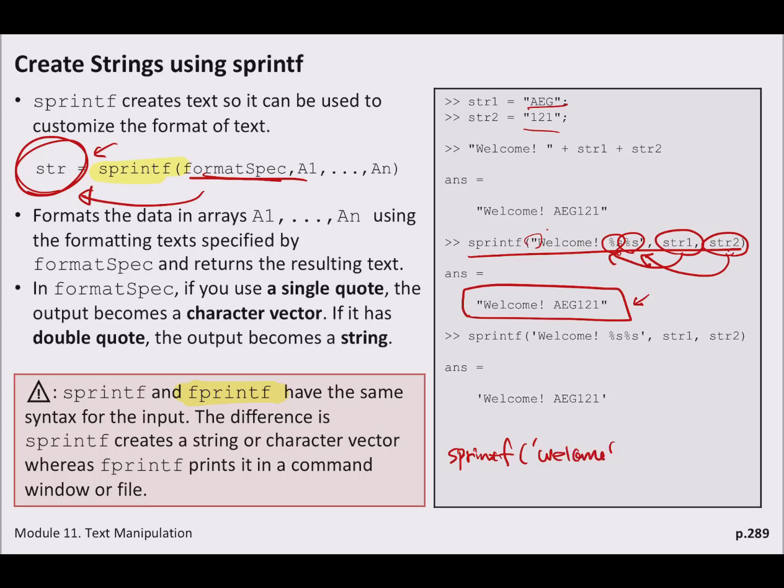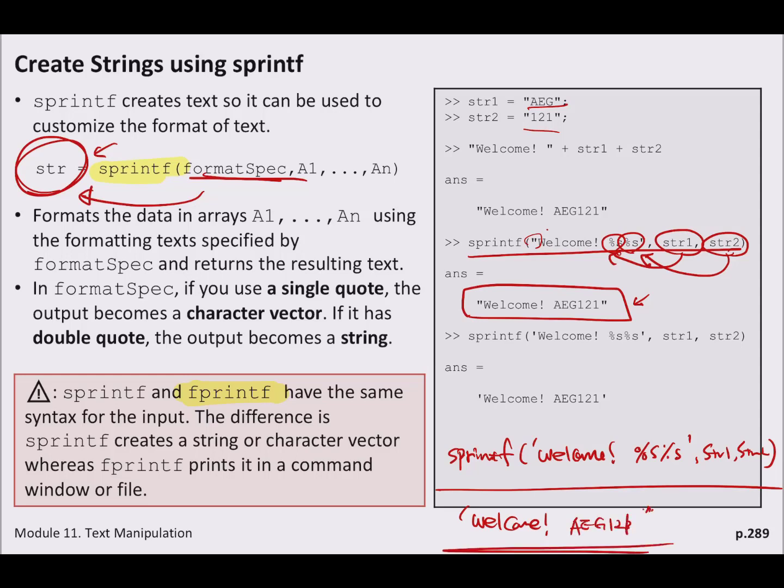But if you use sprintf with single quotes, welcome %s, string 1, string 2, then the output is a character vector, let's say AEG 1 to 1. Make sense? Okay.